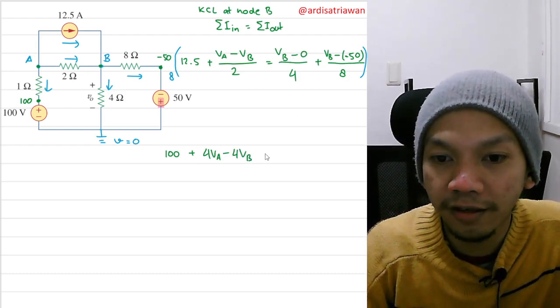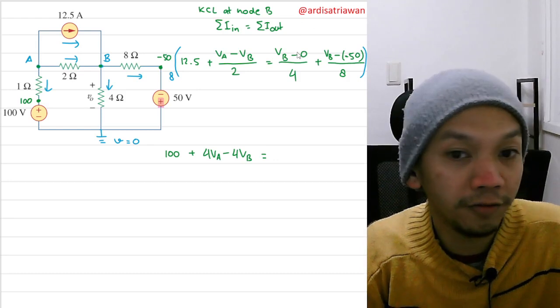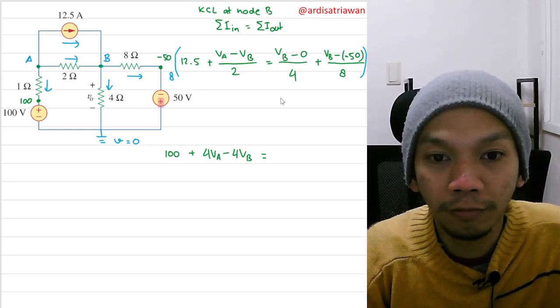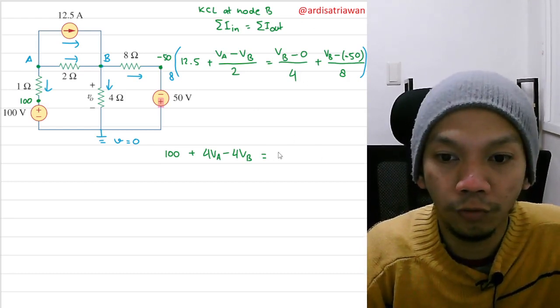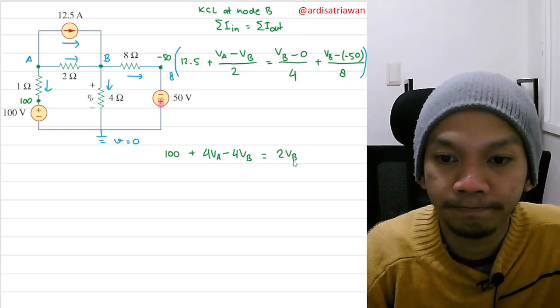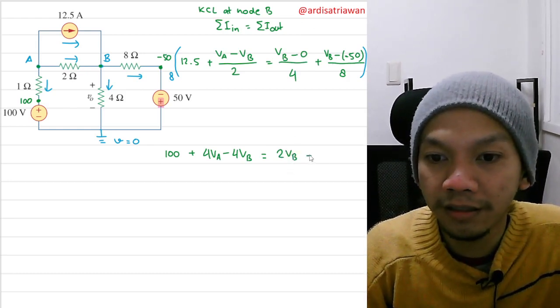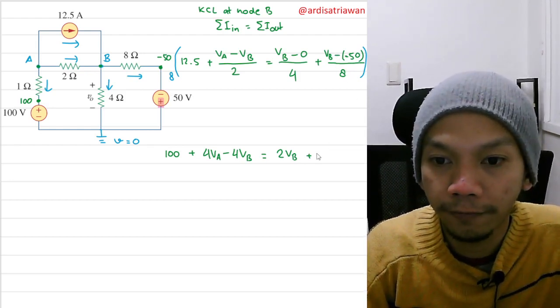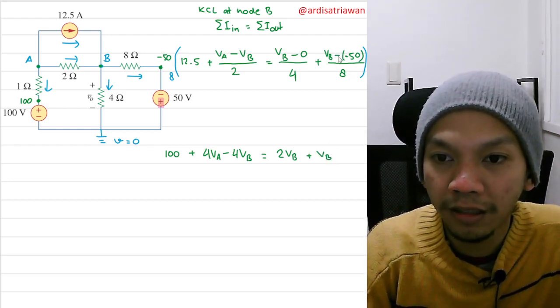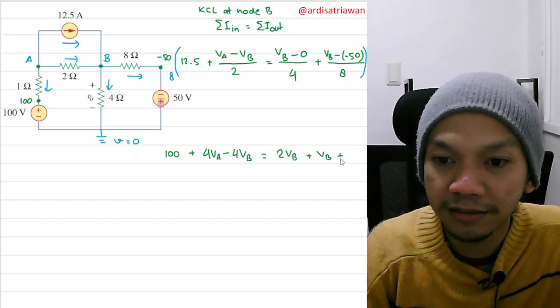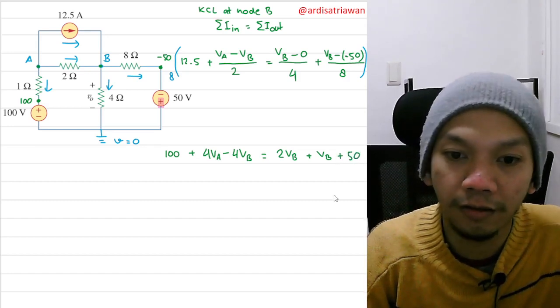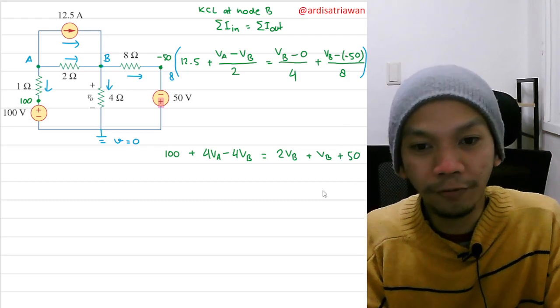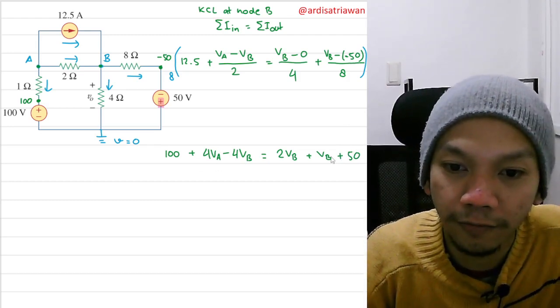and on the right hand side, VB minus 0 is just VB. VB over 4 multiplied by 8, that will be 2 VB. And then this one plus 8 and 8 will cancel each other, so I will have VB and minus will be plus, so I'll have 50 here. So now let's move around a bit and solve them.